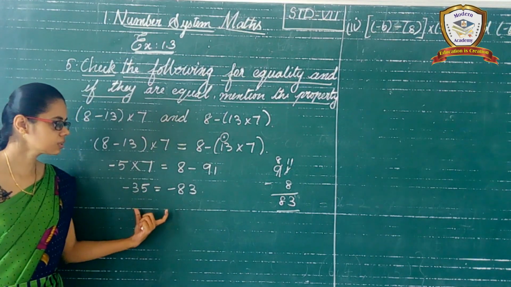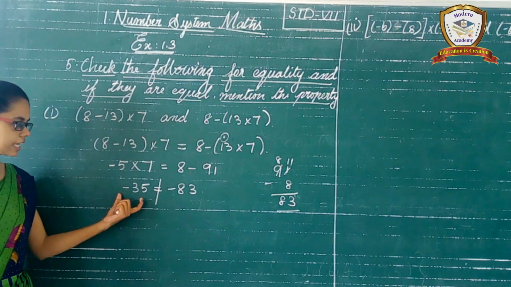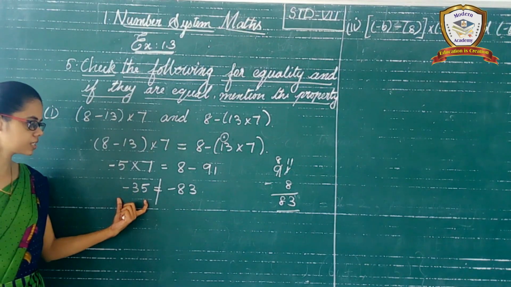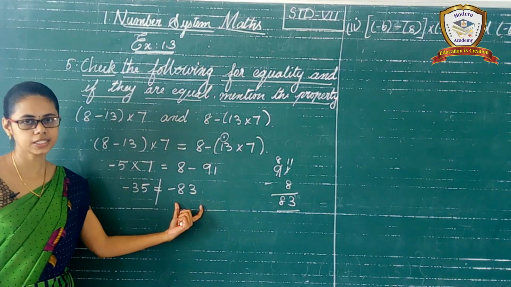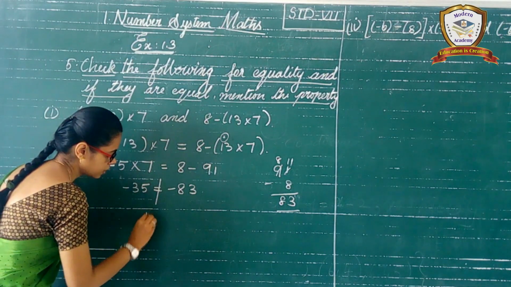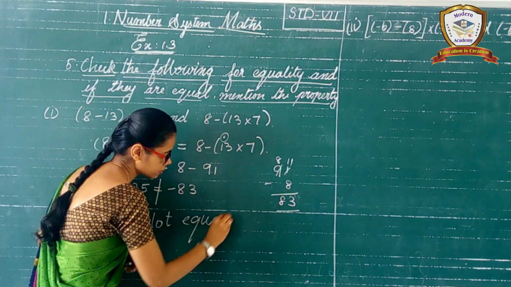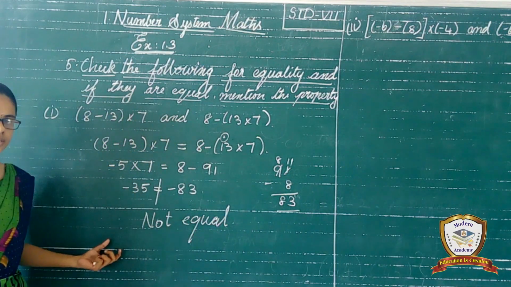See, are both equal or not? Not equal, isn't it? See here, on the left hand side minus 35 is there, and on the right hand side minus 83 is there. So it is not equal. So we have to mention here not equal. Can you understand this?